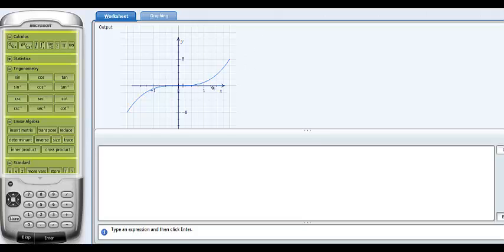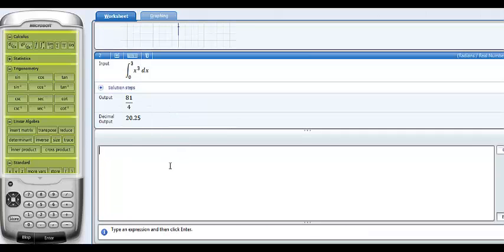I do want you to practice with your particular graphing calculator. On this one, I simply just type in 0 to 3, because that was my bounds from 0 to 3 in the first quadrant, x to the third, and I just hit enter, and it evaluates for me, and you should get 81 over 4 or 20.25. Make sure that you can use your graphing calculator. Yes, this one could be computed by hand as well for this particular problem, but we have to make sure we can use our graphing calculator as well.